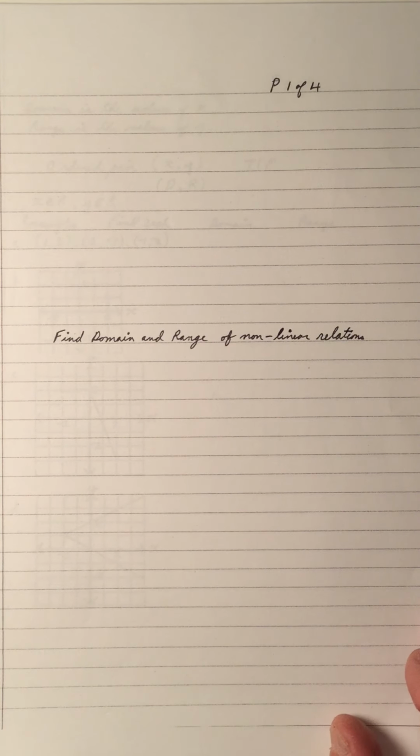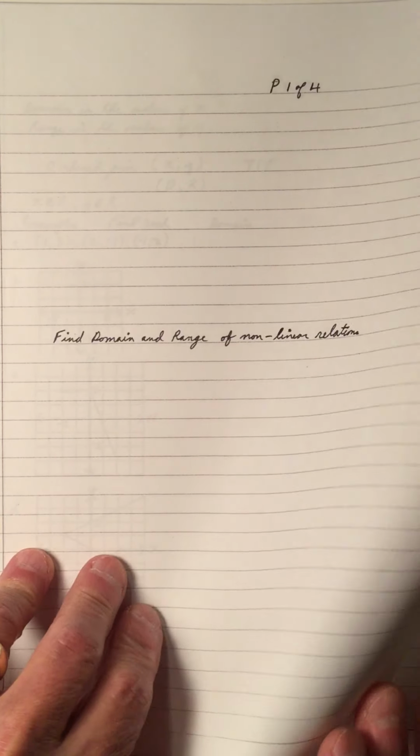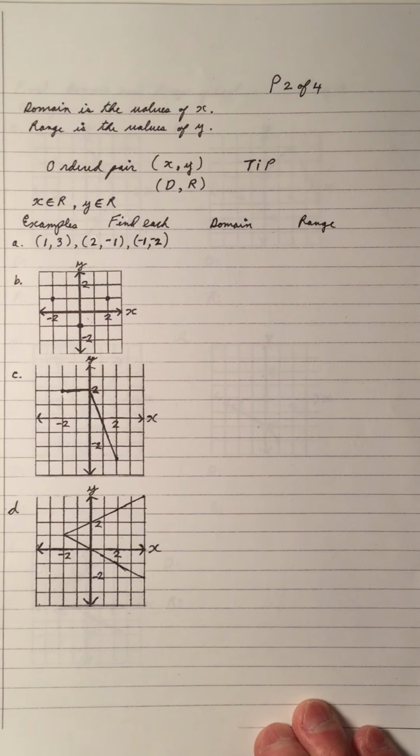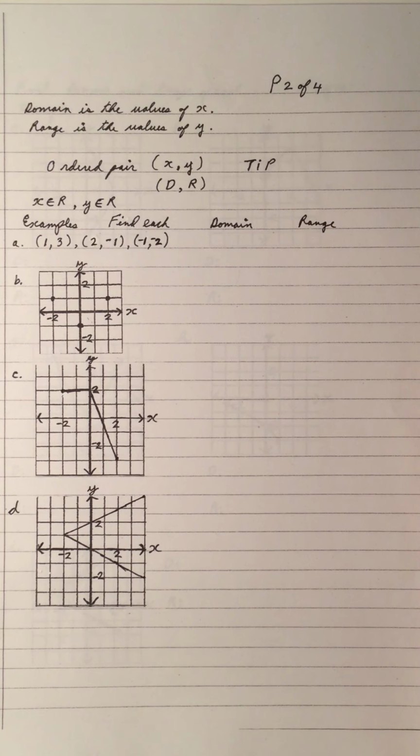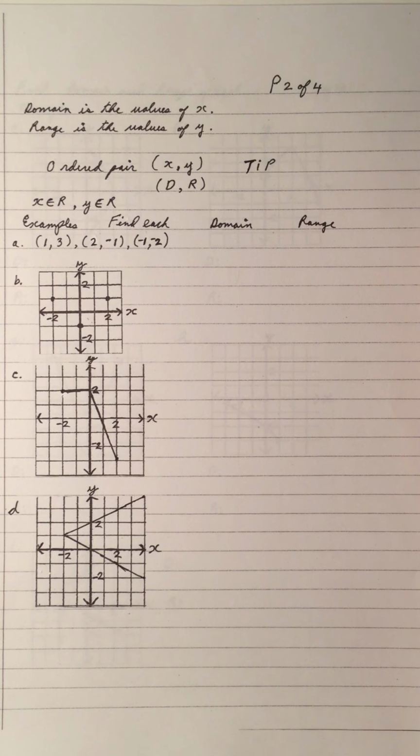Hi, welcome to my video on finding the domain and range of non-linear relations. The previous videos were finding the domain and range of linear lines, but now let's look at the non-linear. Could be a parabola, could be absolute value, could be anything at all, but I kept it easy. I kept it simple to explain because I didn't go into some of the more complicated ones with asymptotes and things like that. So make sure you understand what's happening.